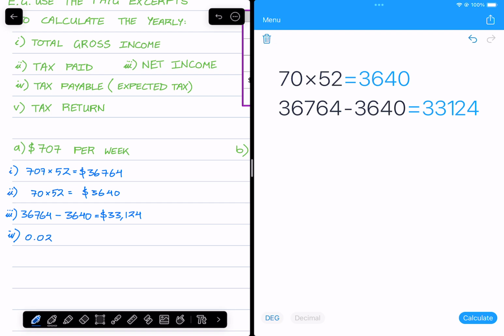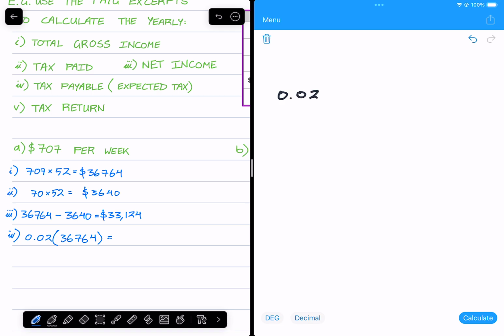So 0.02, this is the Medicare levy, times your gross income, $36,764. So 2% of your gross income, $36,764. So the Medicare levy is already $735.28. And then on top of this, we are going to do an income tax.